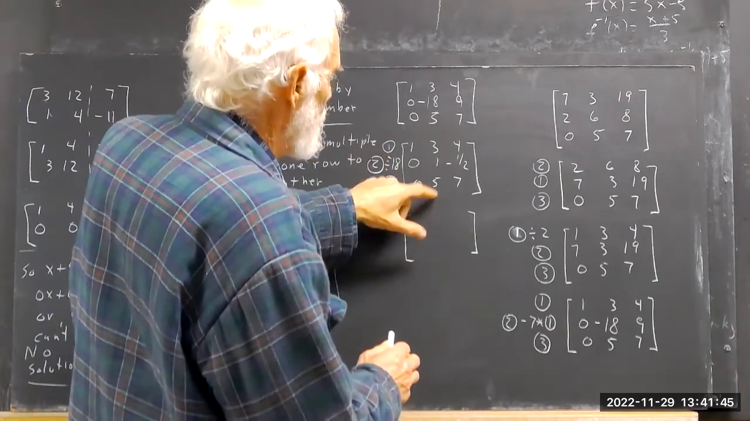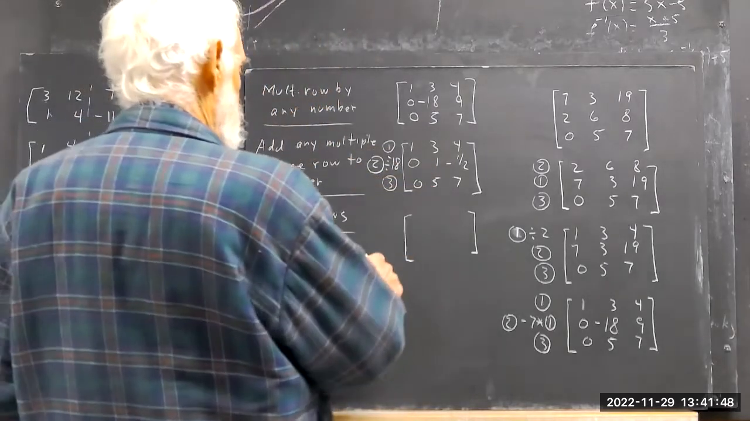Next thing we're going to do is wipe out this 5. And we do that by doing row 3.